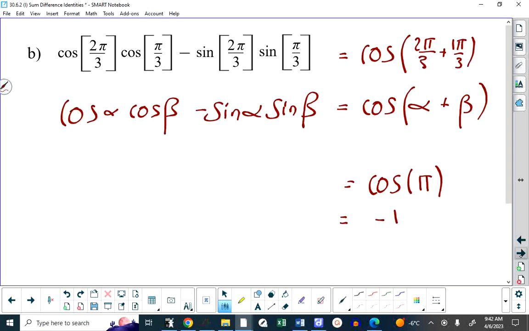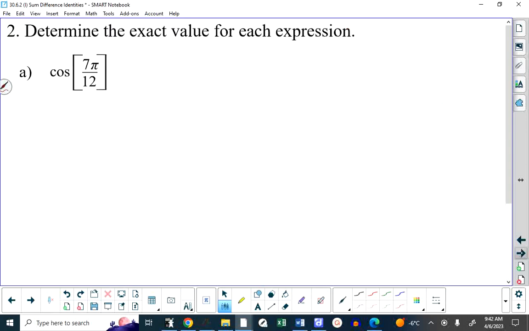I'm thinking a unit circle kind of approach here, that at pi radians, we're talking about the terminal arm lying along the negative x-axis. So it's going to intersect the unit circle at -1, and cosine is the x-coordinate. All right. Determine the exact value. Now we're into an exam kind of question.